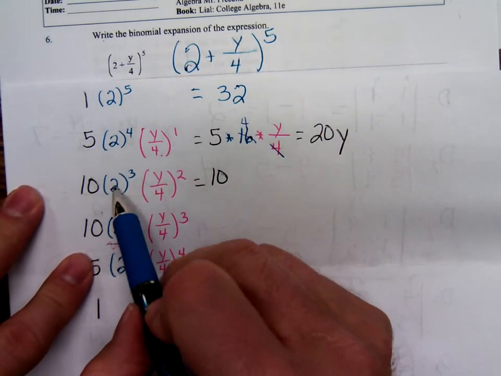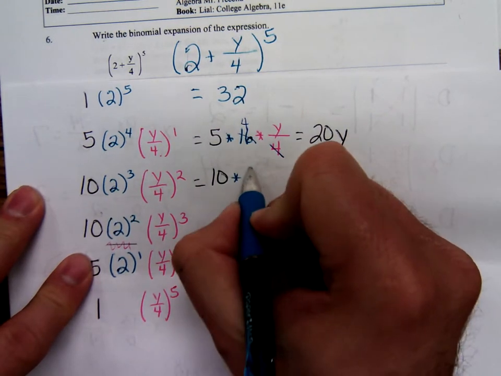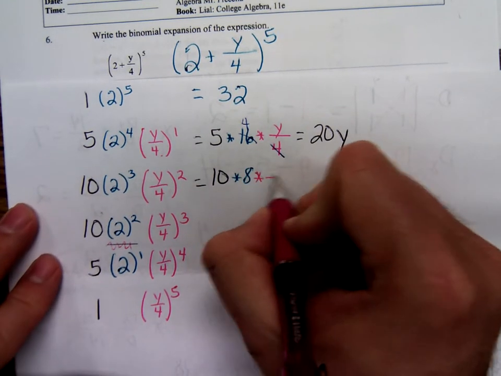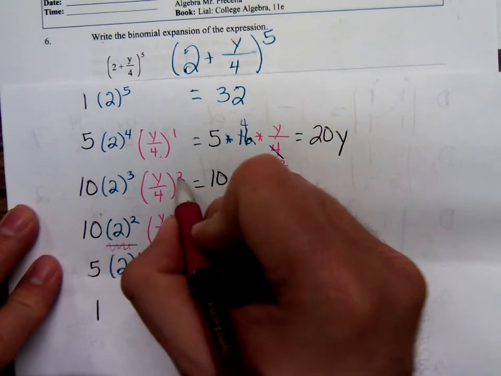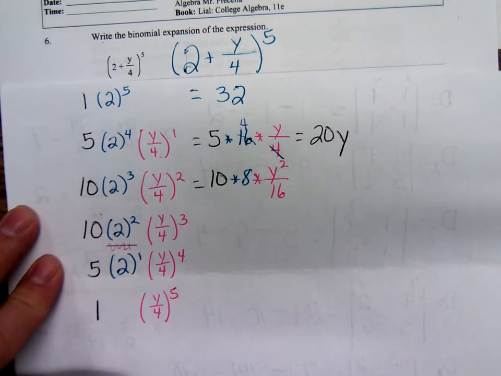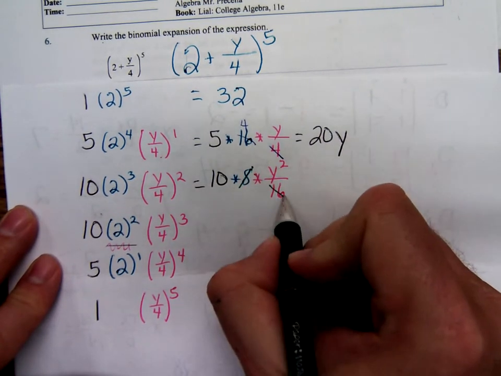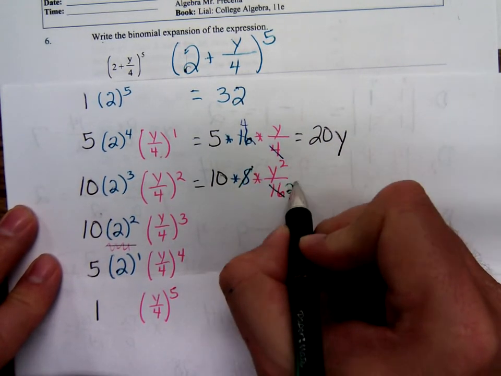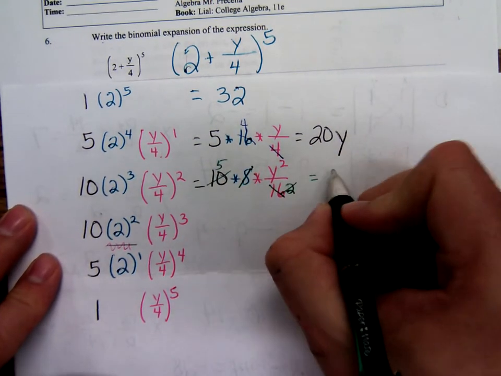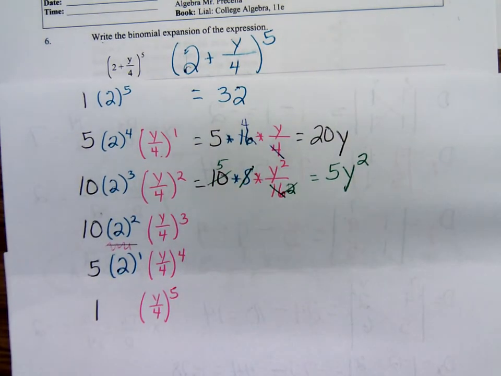2 to the third. 2 times 2 times 2, that would be an 8. And the pink stuff, we'd have a y squared over a 4 squared. 4 squared is 16. How is this going to reduce? Let's see. 8 goes into 16 2 times. 2 goes into 10 5. So we're just going to have a 5y squared. Y'all follow that?